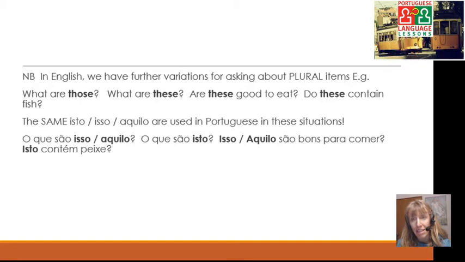However, in Portuguese, in this situation, for using these words that replace objects, we don't have any plurals. We'd still stick with isto, isso, and aquilo. So I can say, o que são isso? O que são aquilo? O que são isto? Isso, aquilo são bons para comer? Isto contém peixe? Okay?